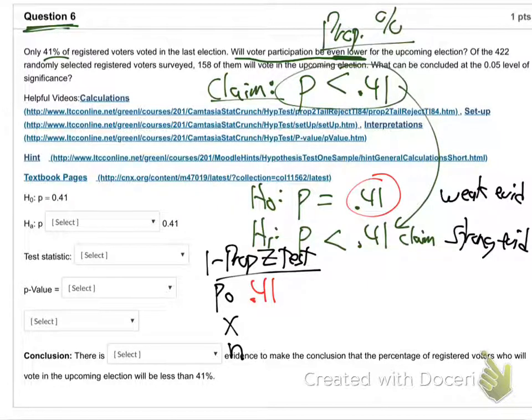So 0.41. What's the X on this one? It's that 150. And what's the N? 422 total people. And then which way do we go with the greater than, less than, not equal? Always the same as H1. No exceptions. Always the same. So less than, just like H1. Hit the enter button.